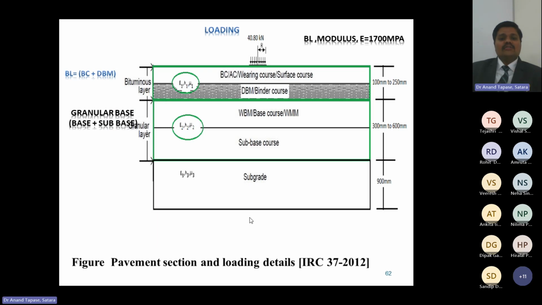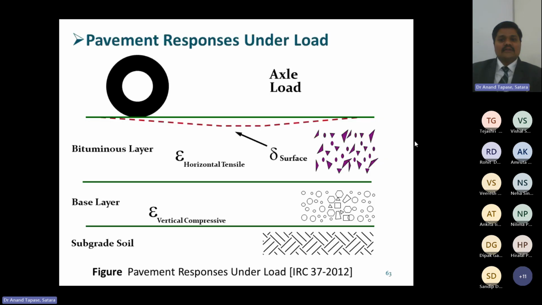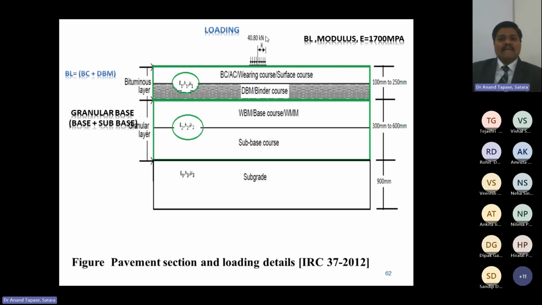This is how the pavement section and the loading details can be seen. Here you can see 40.80 kilonewton. In Indian conditions, 81.60 kilonewton is the standard axle, and half of it is 40.80 kilonewton. That is taken for designing or analyzing a pavement. The topmost layer is the bituminous layer, concrete layer or the wearing course. The second one is the DBM and the binder course. Then WBM, WMM, then sub base course and the subgrade.